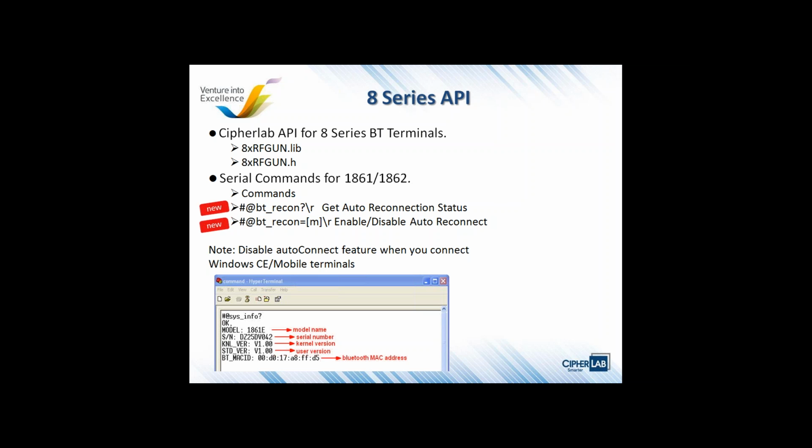And the next, our new serial command. It provides a new command that can enable and disable the Bluetooth auto connection feature by yourself. According to some customers' request, they don't need the auto command and host disconnect with the 1800 series. Sometimes it will affect their application, so they would like to disable these features.